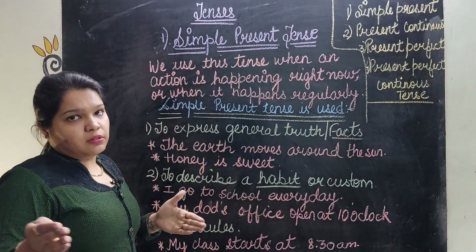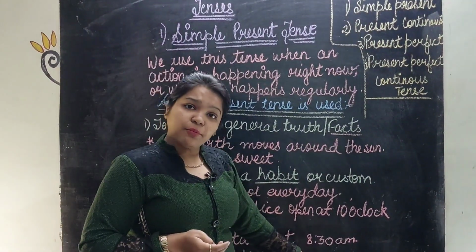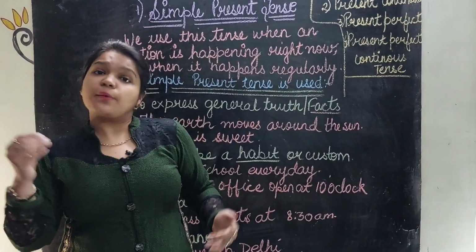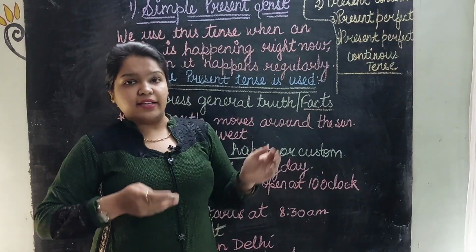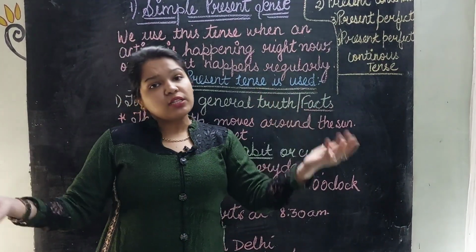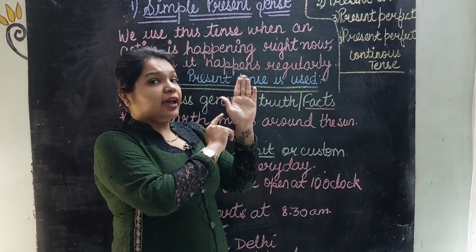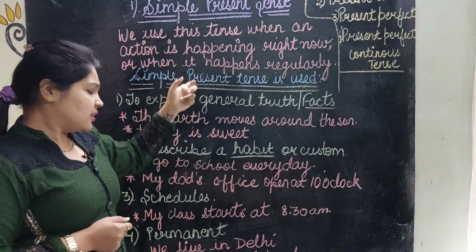Then schedules. Like, my class starts at 8:30 a.m. or I go to gym at 9:30 p.m. Means that is the schedule which you follow every day. As if you go to school or college classes, there's a schedule given to you that this time this class will be done. So that is the schedule. That is the simple present tense.